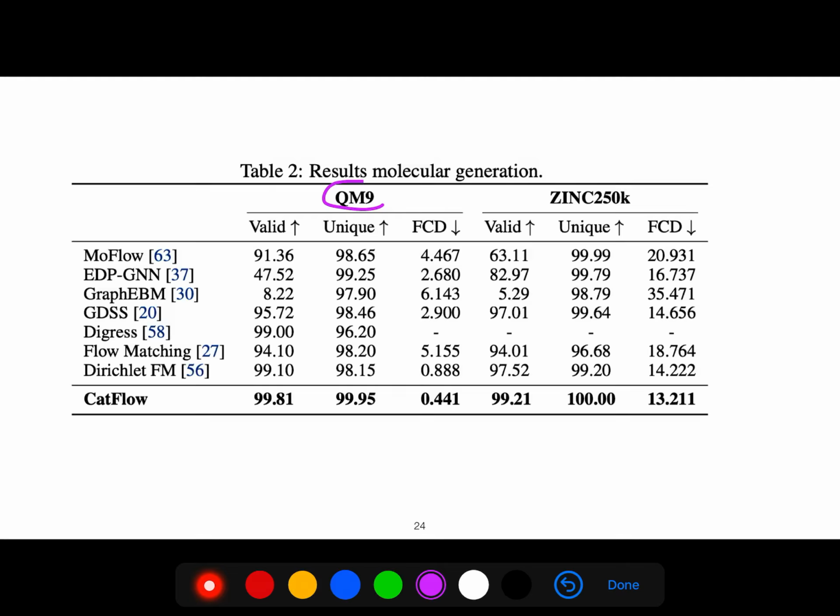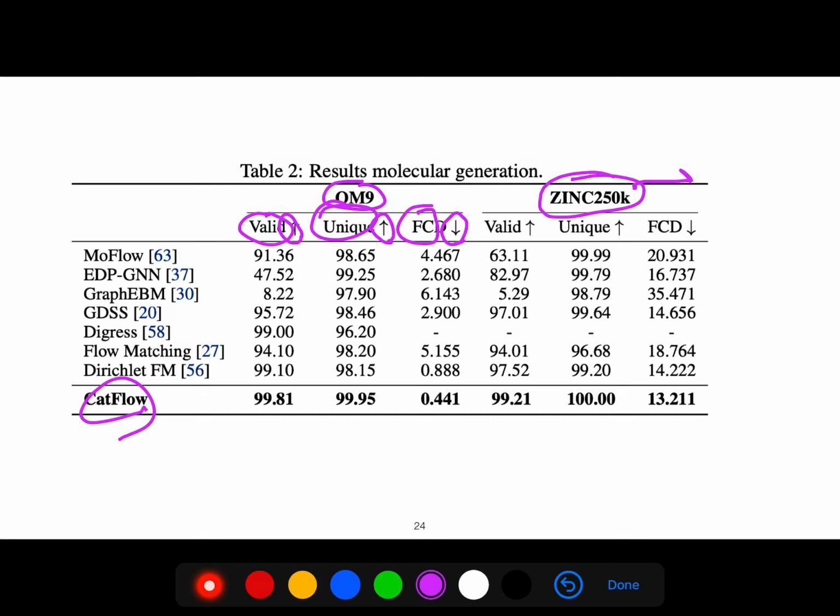So these are QM9 and ZINC datasets. You see these for many generative graph modeling approaches. There are many measures like validity, uniqueness, FCD. This means lower is better. Uniqueness up, higher is better. Validity should be higher. And they compare it with CatFlow.